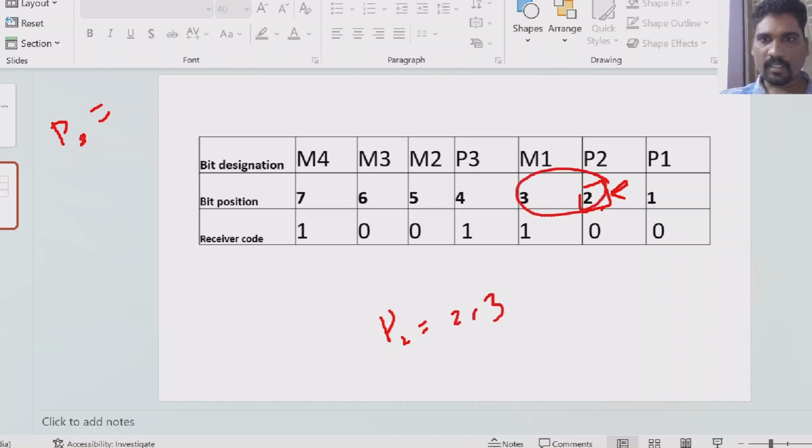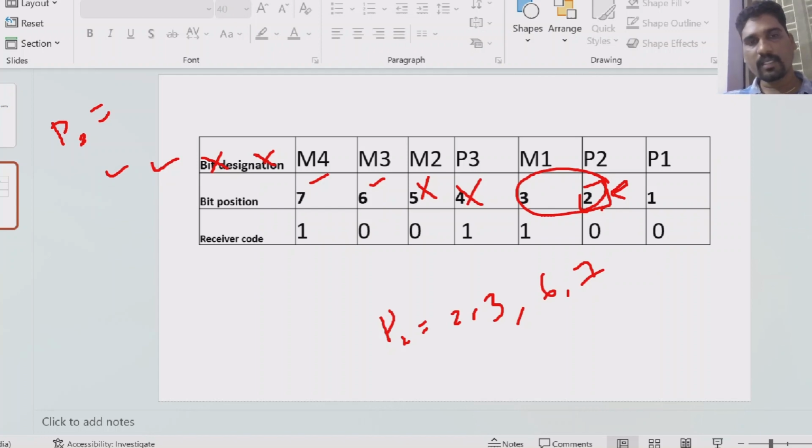After considering 2 bits, we need to skip the next 2 bits. Simple shortcut to remember. Then again we consider the 2 more bits, 6 and 7, discard the next 2, and consider 2 more. Why do we take 2 bits at a time? Because my location is the second position. So we consider 2 bits, skip 2 bits, consider 2, skip 2, like that. Now just write 2, 3, 6, 7 from the receiver code value.